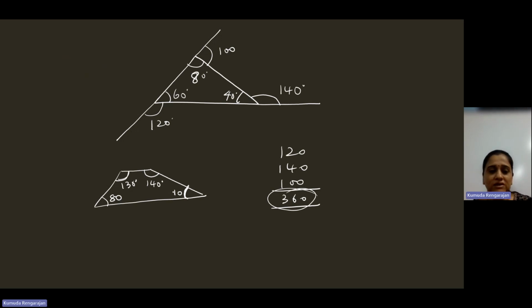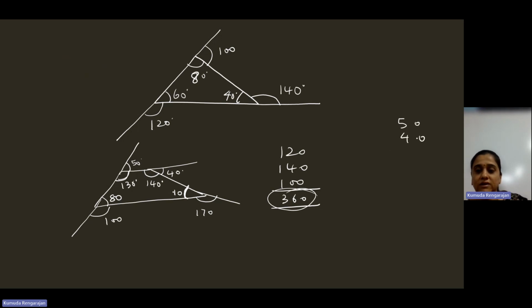Now the total is 360. Is the total 360? Sum of all the interior angles, 360? Yeah. Now exterior angles. How much will this be? 50. How much is this? 40. How much is this? 170. Now add everything. 50, 40, 100, 170.